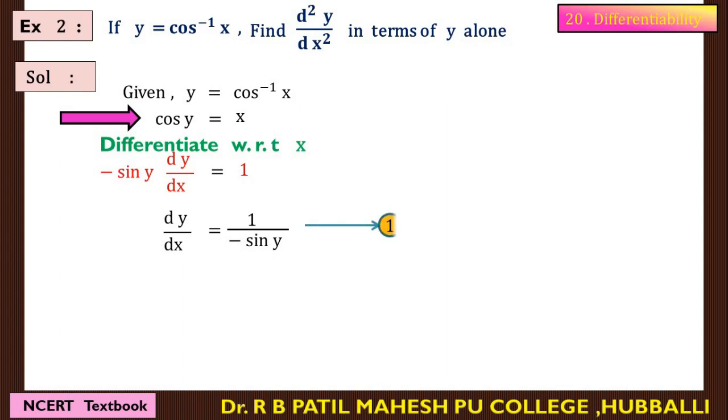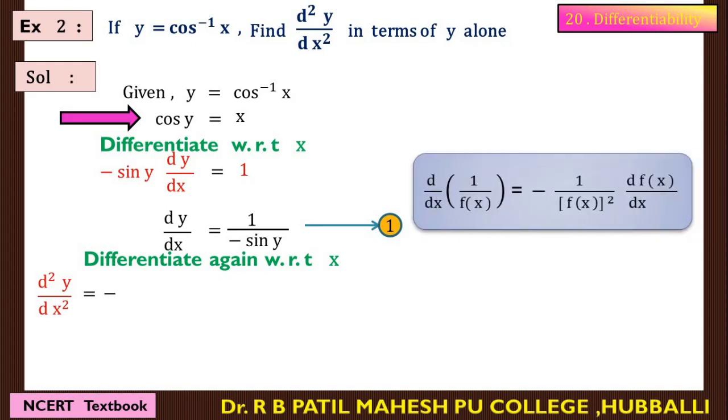Denote this as equation 1. So differentiate again with respect to x. So the double derivative is equal to, now dear students, here 1 upon minus sin y, or you keep this minus sign as it is outside as a constant, and the derivative of 1 upon sin y, I consider this as f of x.